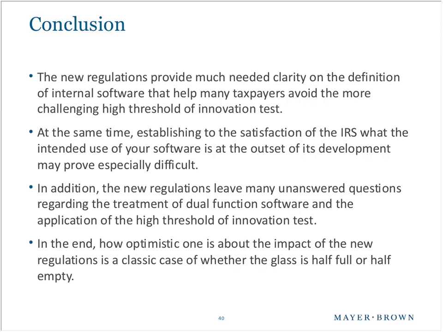And as we said during the presentation, oftentimes software development projects are changing rapidly, and you never really know 100% for sure at the outset of a development project what exactly that program is going to be used for. On top of that, the new regulations leave certain unanswered questions regarding how to treat dual function software, as well as how to apply the high threshold of innovation test to software that is indeed internal use. So in the end, to wrap things up, this is a case of whether the glass is half full or half empty, and a lot of that depends on the specific type of software that you're developing and the specific type of industry that you find yourself in.